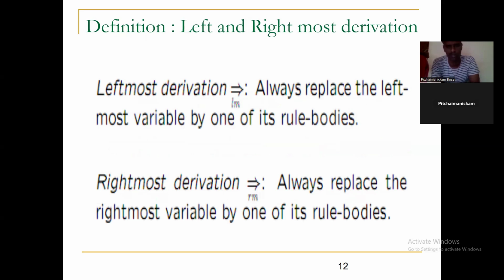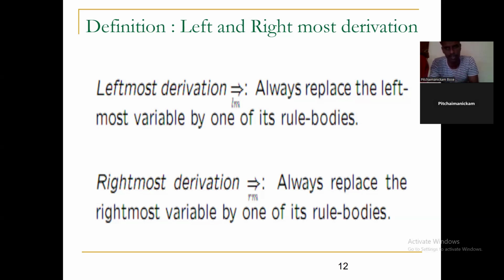So leftmost derivation means always replace the leftmost variable by one of its production bodies. That is called the leftmost derivation. Rightmost derivation means always replace the rightmost variable by one of its production bodies. So what is the difference between the leftmost derivation and the rightmost derivation?